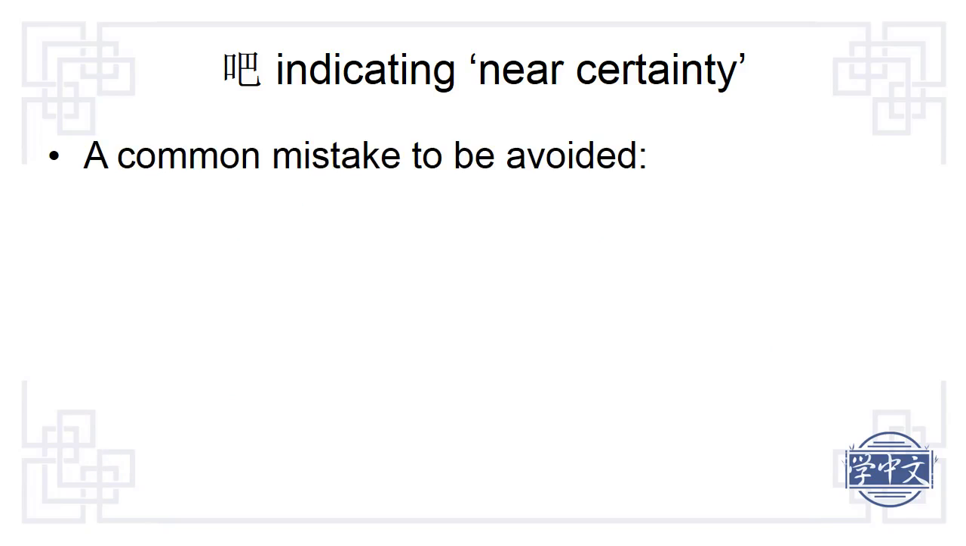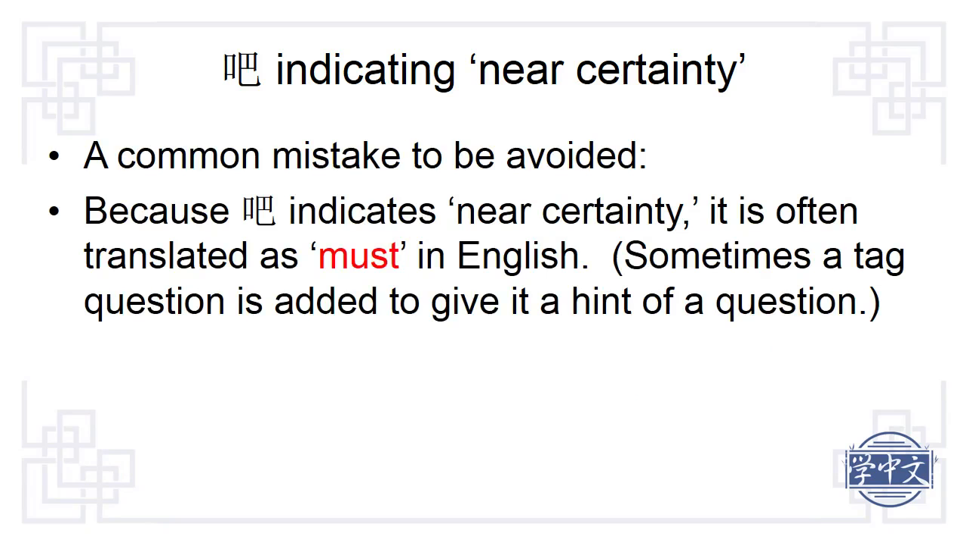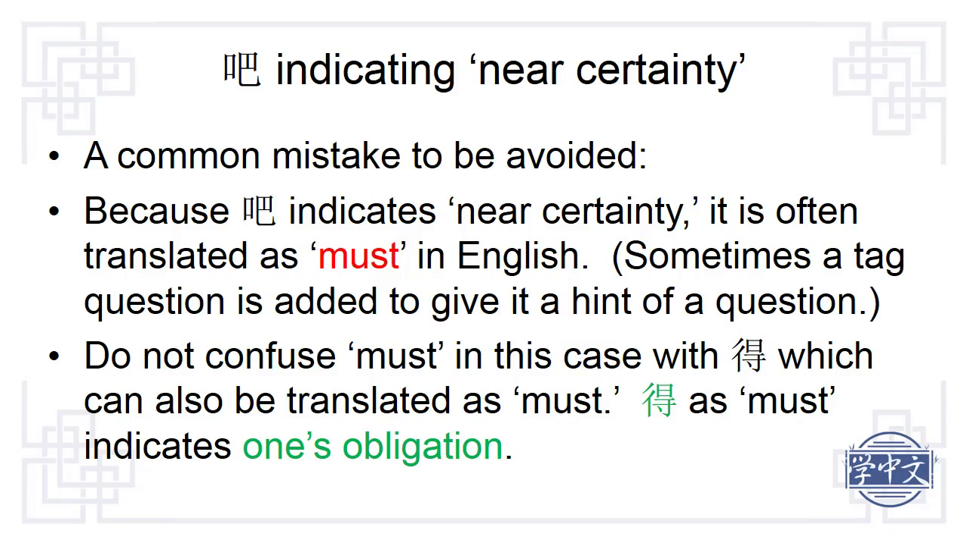Next, I want to point out a common mistake that you should avoid. Because ba indicates near certainty, it is often translated as must in English. Sometimes a tag question is added to give it a hint of a question. You should not confuse must in this case with 得, which can also be translated as must, but 得 as must indicates one's obligation.